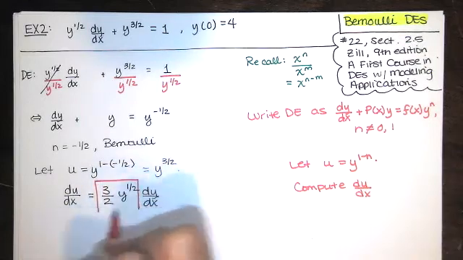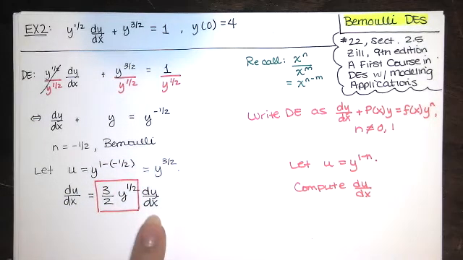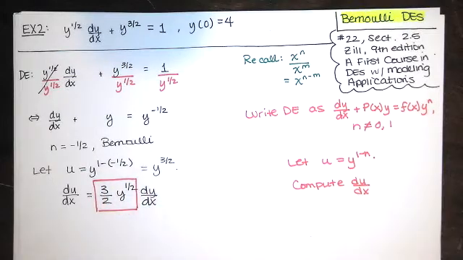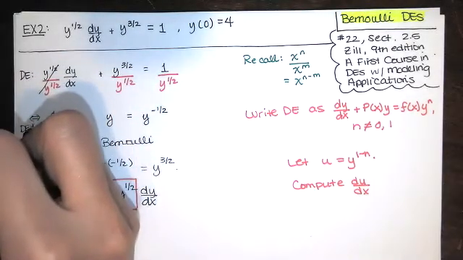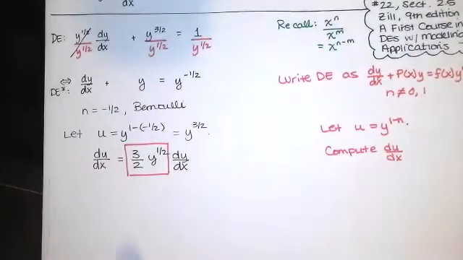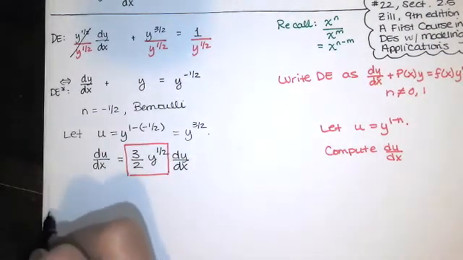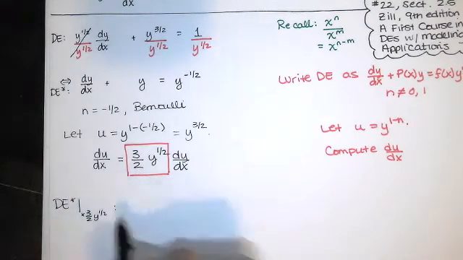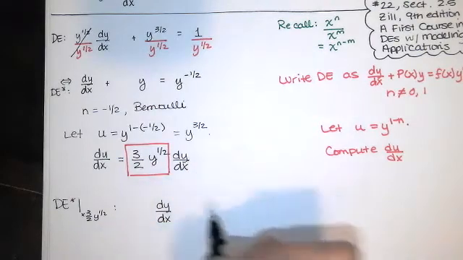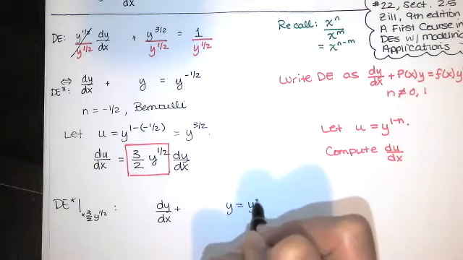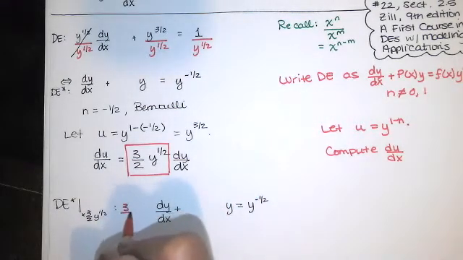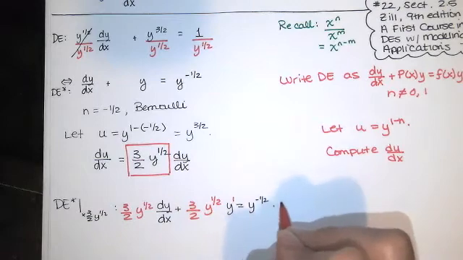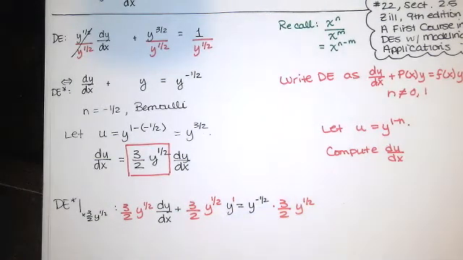And then we notice that we've got a coefficient of 3/2 times y to the 1/2 in front of that dy/dx. So we're going to take this differential equation, which is in this form over here. I'm going to call this differential equation DE star. So that's the differential equation in this new form. And take DE star and multiply by 3/2 y to the 1/2. And then you want to simplify.